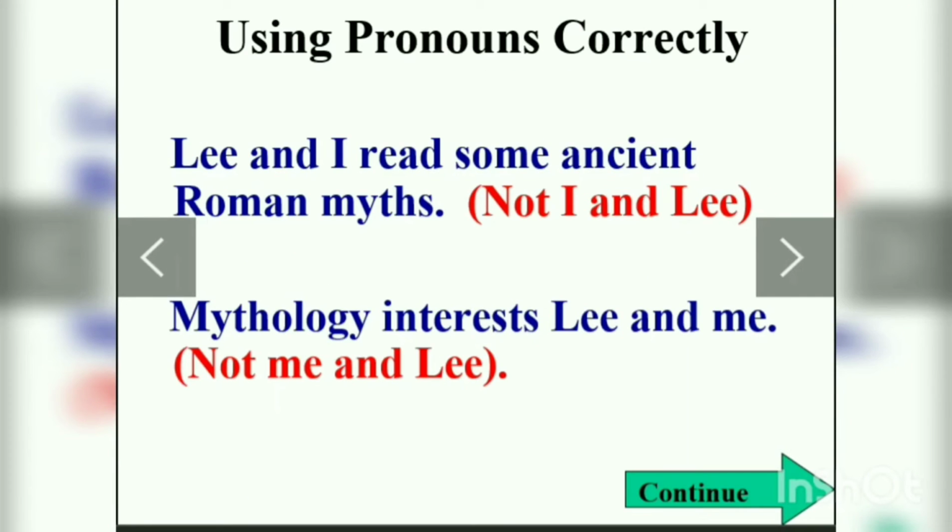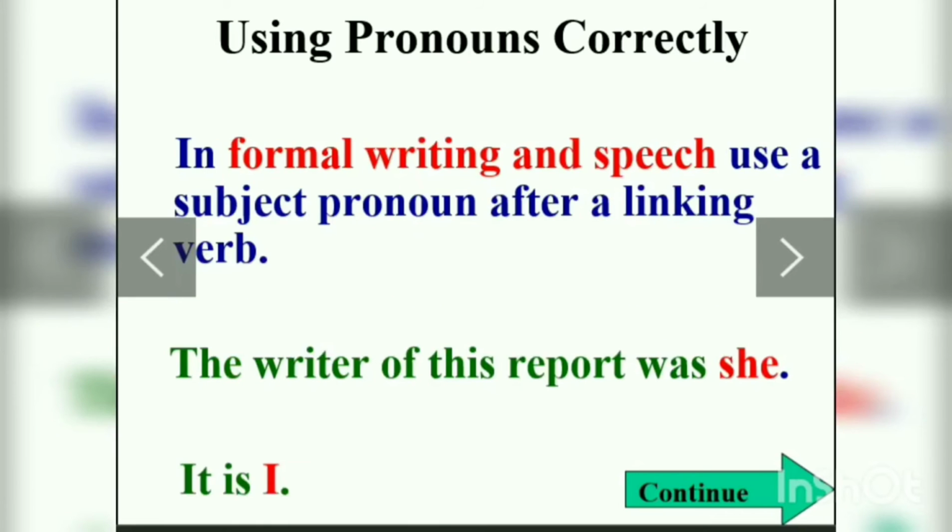Using pronouns correctly. Lee and I read some ancient Roman myths. Not I and Lee. Lee and I. Mythology interests Lee and me, not me and Lee. Yourself comes afterwards. Informal writing and speech uses a subject pronoun after a linking verb. The writer of this report was she.